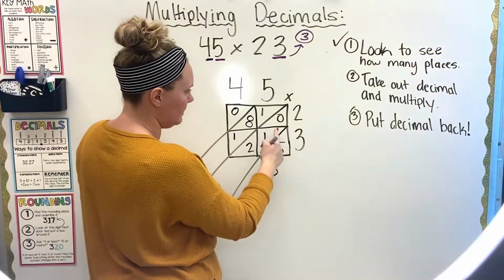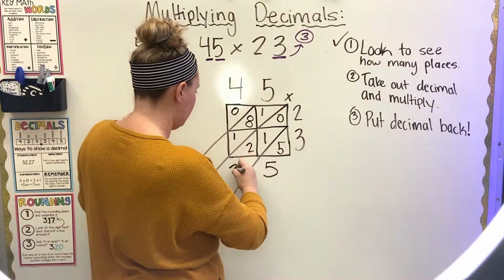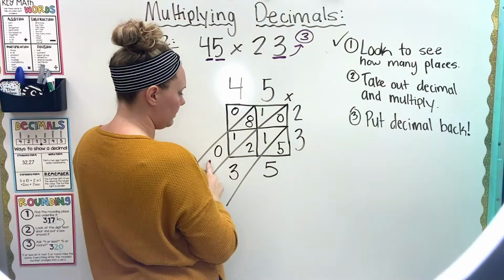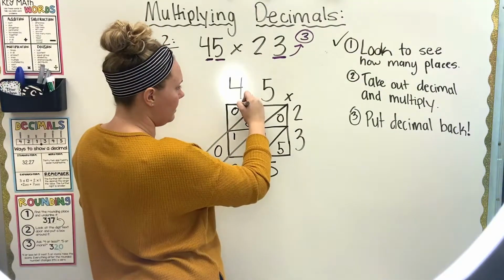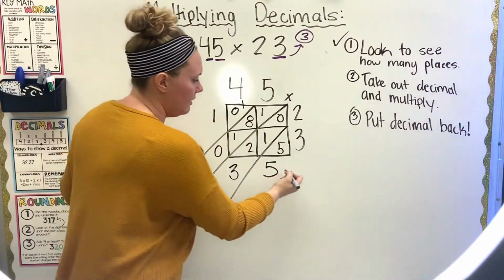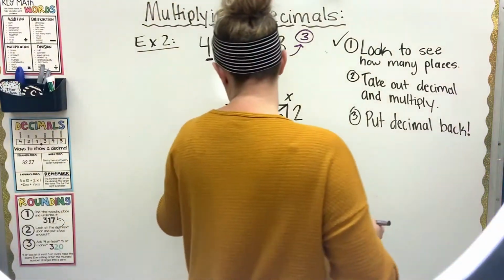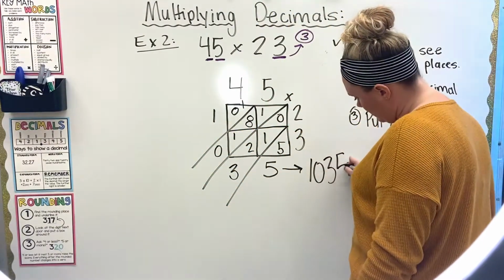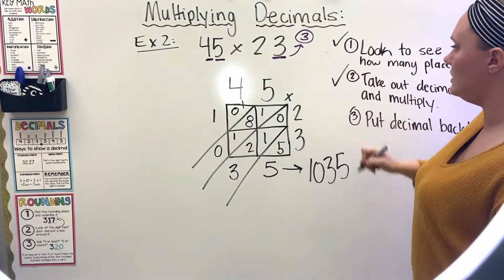5, let's see, 1, 2, 3, 8, 9, 10. Oh, look, this one's a little tricky. You got to carry your 1. Now I have 0 plus 1 is 1. Okay, so I'm going to rewrite my answer, 1035. So now step 2 is finished.